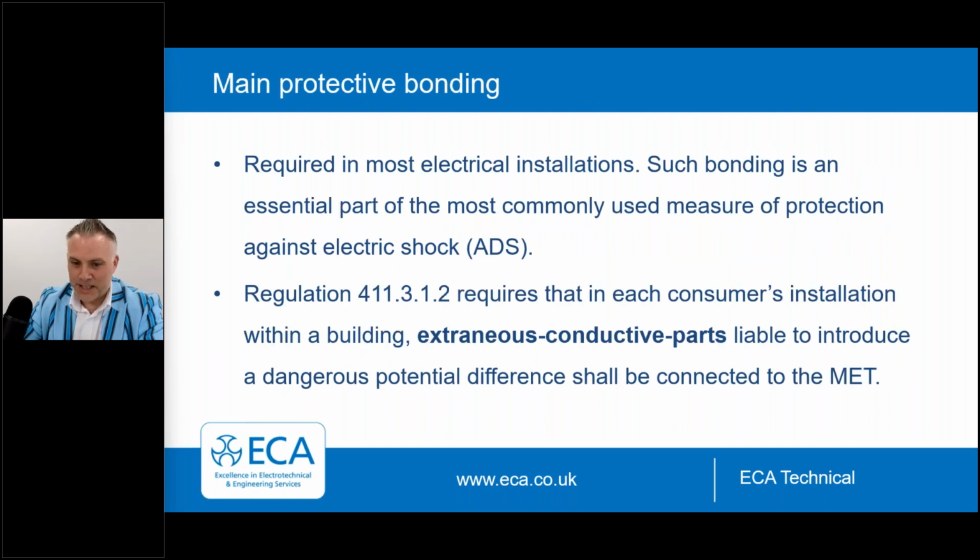Why do we need it? Well, we see this in most installations. It's the staple diet of our ADS, our commonly applied protective measure, automatic disconnection of supply. And it is required in consumer installations where there are extraneous conductive parts which are liable to induce a dangerous potential difference. And this is connected to the MET.